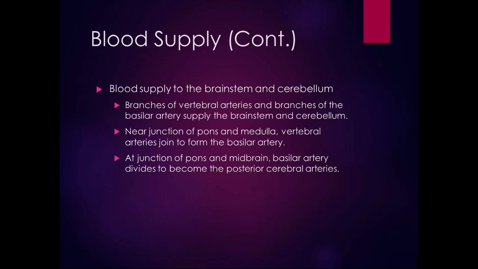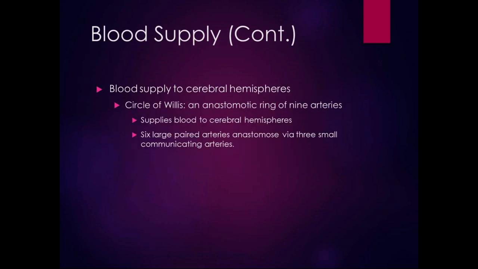So branches of the vertebral arteries and branches of the basilar arteries supply the brainstem and the cerebellum. Near the junction of the pons and medulla, the vertebral arteries join to form the basilar artery. At the junction of the pons and the midbrain, the basilar artery divides to become the posterior cerebral arteries. So there's a nifty little structure called the circle of Willis, and it's anastomoses of all the arteries to form a ring of all these 9 arteries to supply blood to the cerebral hemispheres, which is pretty cool.